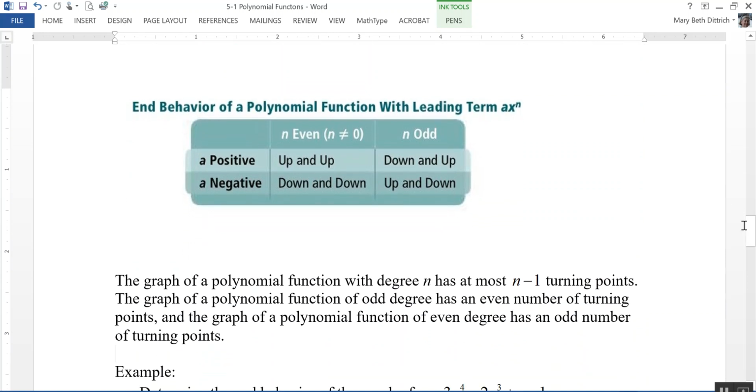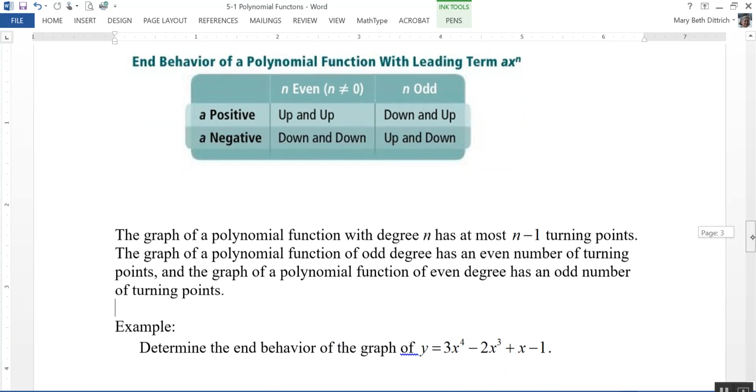The end behavior of a polynomial function with the leading term a x to the n power. So a is your leading coefficient, n is your exponent. If a is positive and n is even, your end behavior is going to be up and up. If a is positive and n is odd, it's going to be down on the left and up on the right. If a is negative and n is even, down and down, and if a is negative and n is odd, up on the left and down on the right.